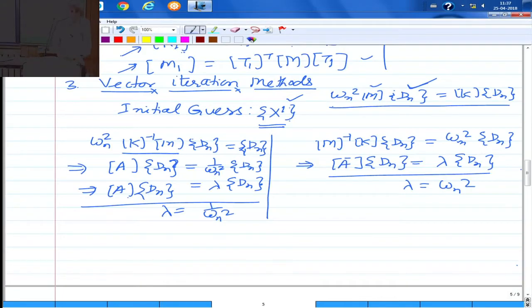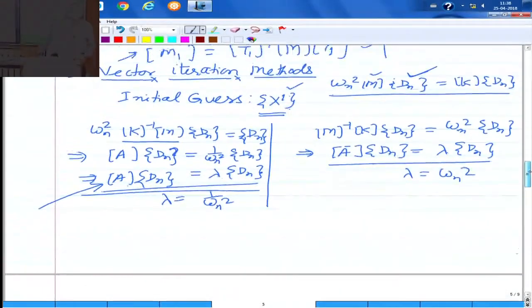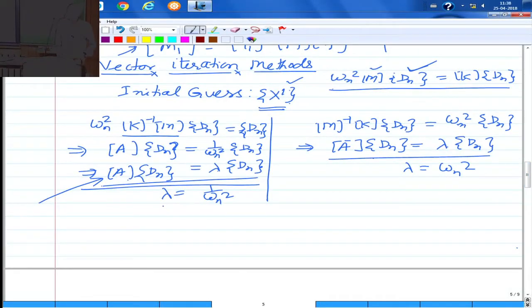So in the vector iteration, if we try to solve this problem using this information, it is known as inverse iteration method. Inverse means it is finally giving us 1 by omega n square. Now if you solve the problem where a here is m inverse into k, and lambda is equal to omega n square, this is known as forward iteration method. So there are two vector iteration methods.